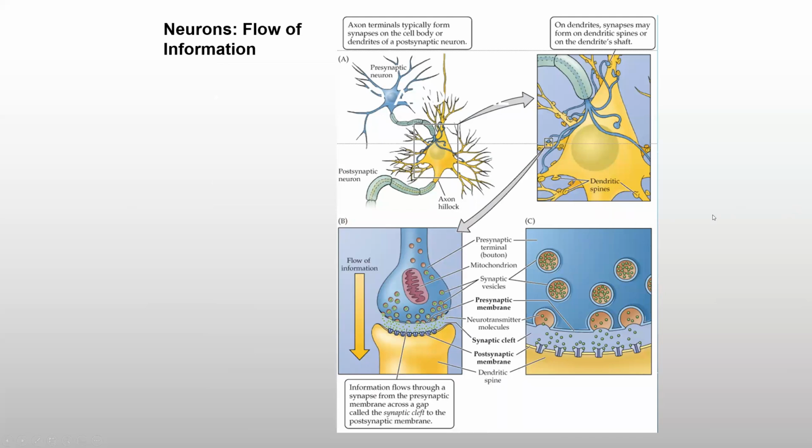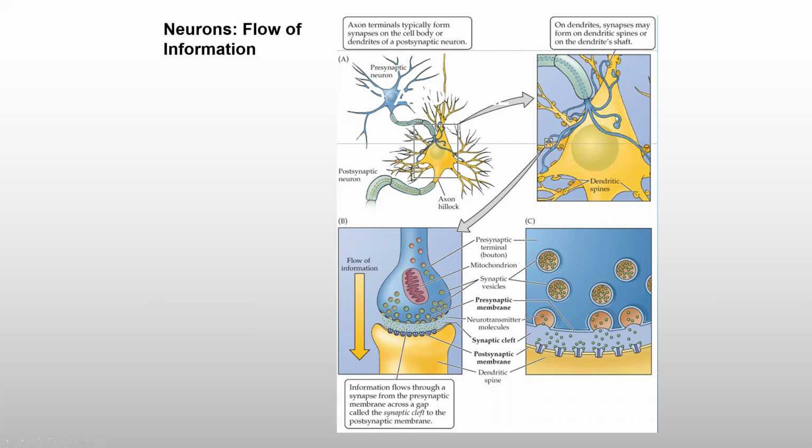Let's go through this whole process again and look at the flow of information. We have a presynaptic neuron, which might be neuron A, and a postsynaptic neuron, neuron B. Why is that? That's because the neural message is being transmitted from A to B. So A is presynaptic, before the synapse, and neuron B is postsynaptic, after the synapse.